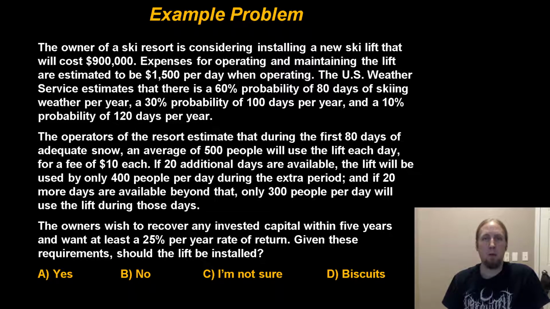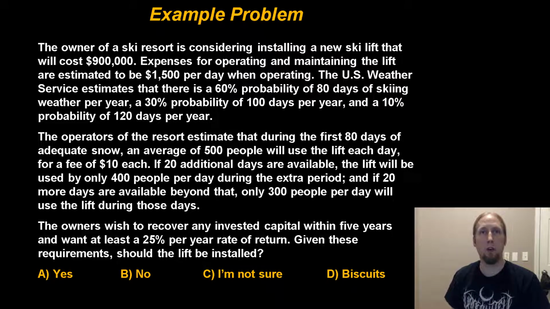To simplify the problem, we're going to look at only 3 possible outcomes for the number of days of good skiing weather per year that we will see going into the future. We also have different assumptions about the value that we're going to get per day, depending on how many good days of weather there are. So we need to carefully think about that as well.